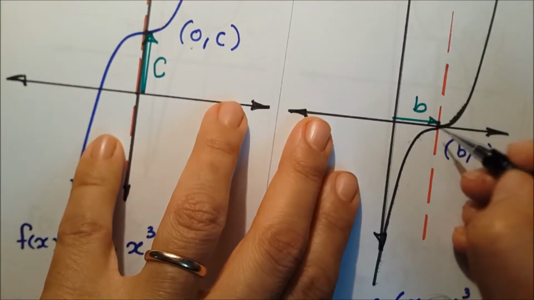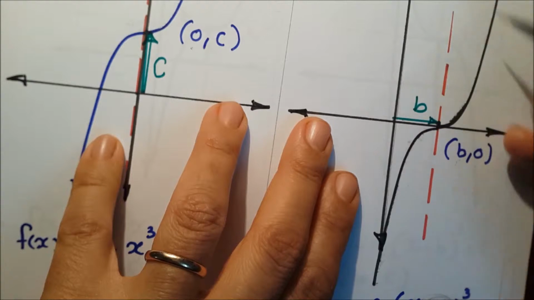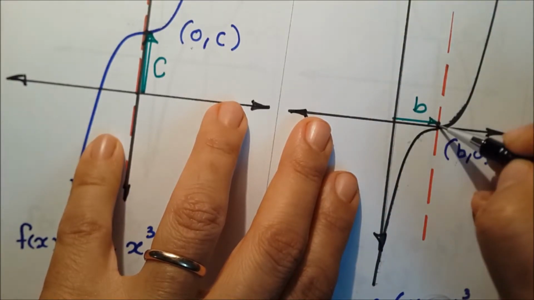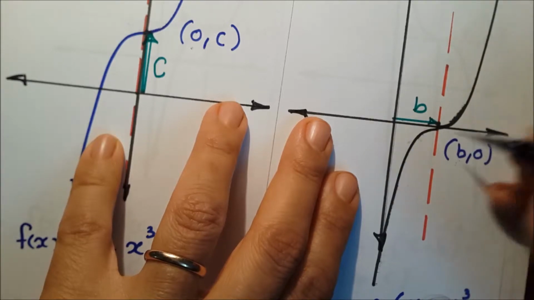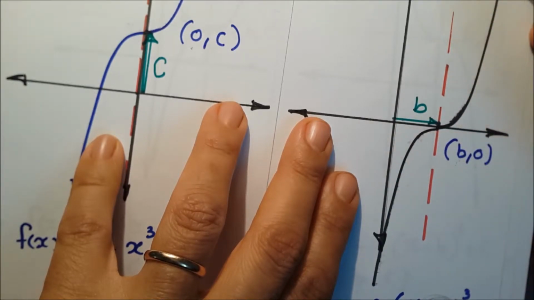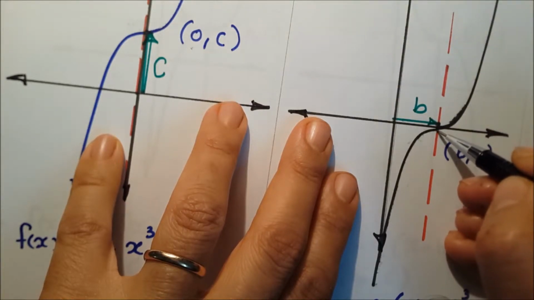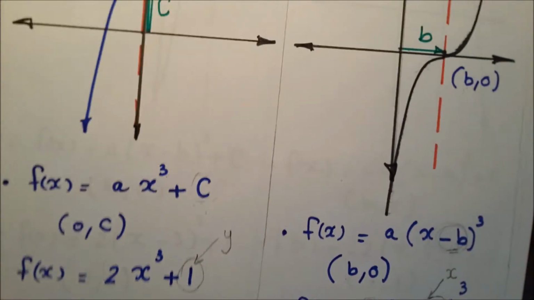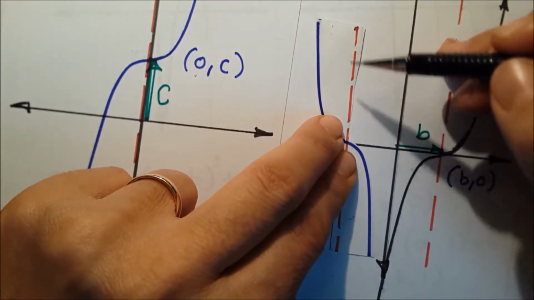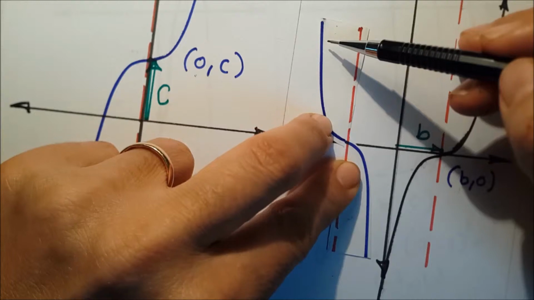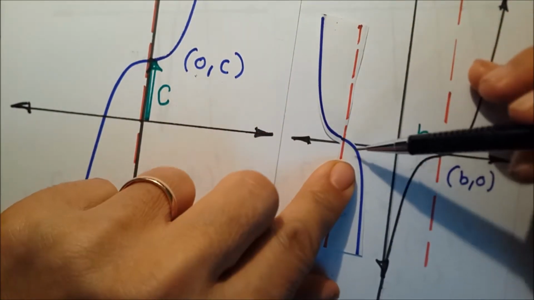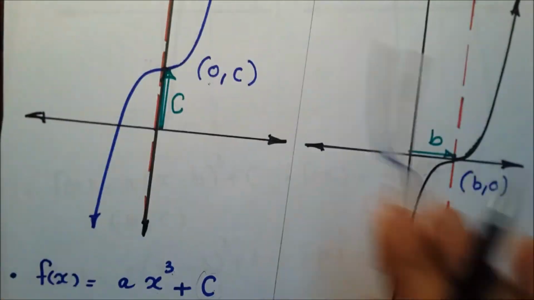To graph the curve, just plot the new point of symmetry, draw the two new vertical and horizontal axes passing through the point of symmetry, and graph the first part of the curve in this way in the first quadrant and the second part of the curve in the third quadrant if a is positive. And of course, if a is negative, the two parts of the curve will be in the second and fourth quadrant.